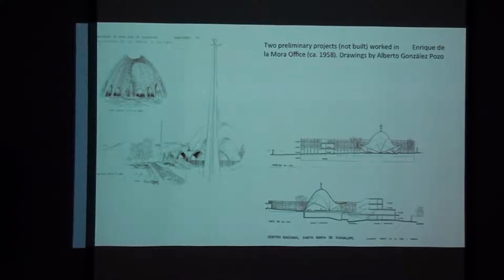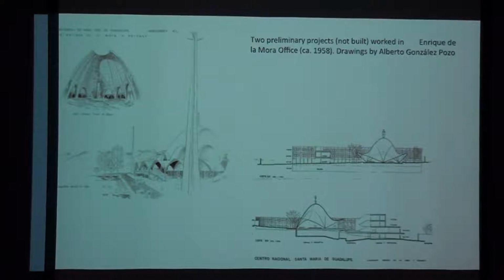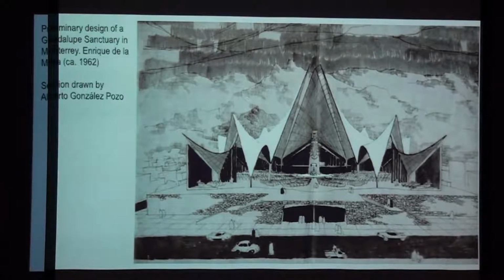We show some examples. These were two unbuilt projects where I was learning from López Carmona and de la Mora how to develop this kind of solutions, especially in churches. Next. This was a very complicated example, which I traced myself. I made this drawing, which shows a section of a very complicated church using hypars. Next.